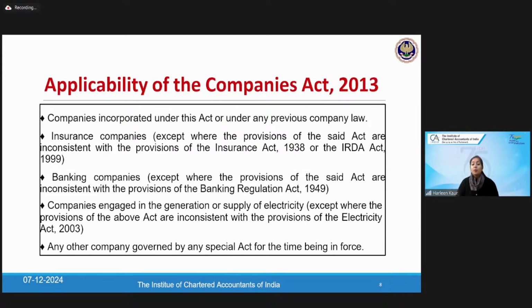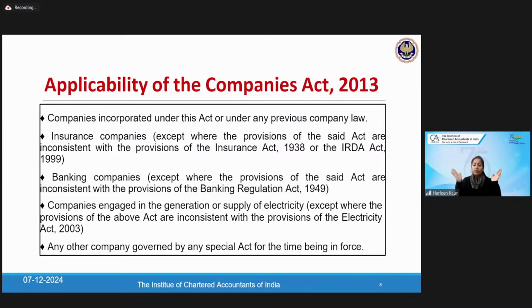But what is the meaning of this line which is written in the bracket, except where the provisions are inconsistent? Say, for example, the Insurance Act gives you a separate kind of borrowing limit. Say it allows you to borrow up to rupees 10 lakh. But, for example, it is written in the Companies Act that you can borrow up to 15 lakhs. Now, where the provisions are inconsistent means both acts are saying something different. Then, if you are an insurance company, you have to follow your Insurance Act. Wherever the provisions of the said act are inconsistent, you are following the Companies Act for an insurance company, but somewhere if the Companies Act and the Insurance Act are saying something else, then you go with the Insurance Act. If you are a banking company, you are following the Companies Act as well as the Banking Regulation Act, but if there is any inconsistency, you follow your Banking Regulation Act.